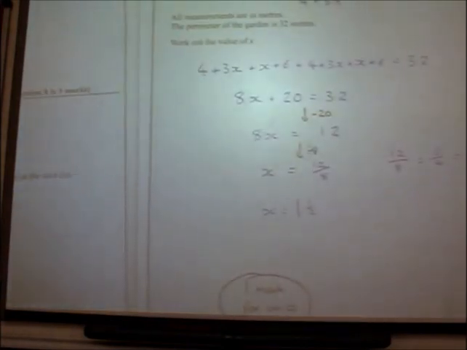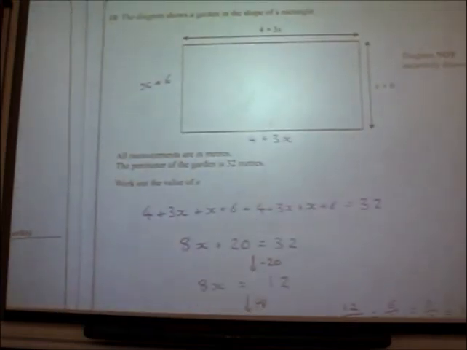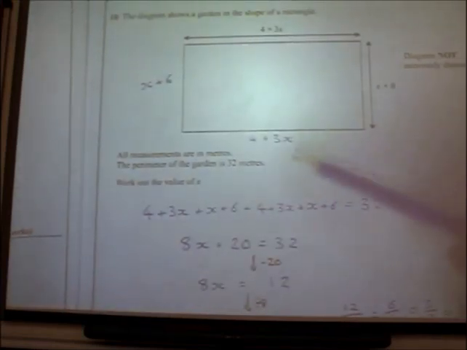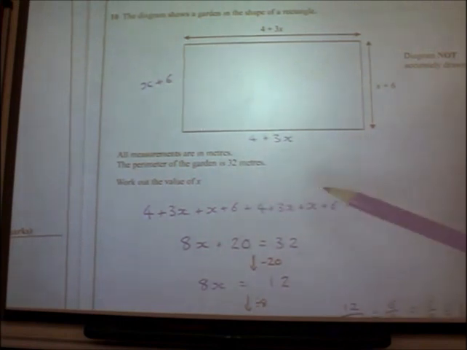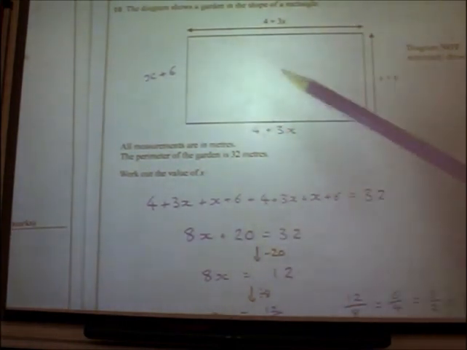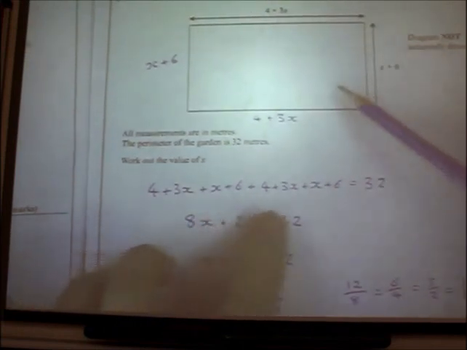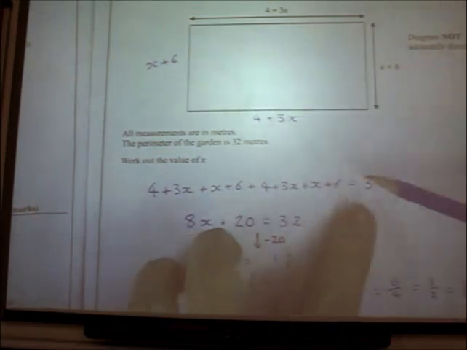Question number 10. The diagram shows a garden in the shape of a rectangle. All measurements are in meters. The perimeter is 32 meters. Work out the value of x. So the perimeter is around the outside. So I've done, and you can see it here, 4x add 3, add x add 6, add 4x add 3, add x add 6 equals 32.